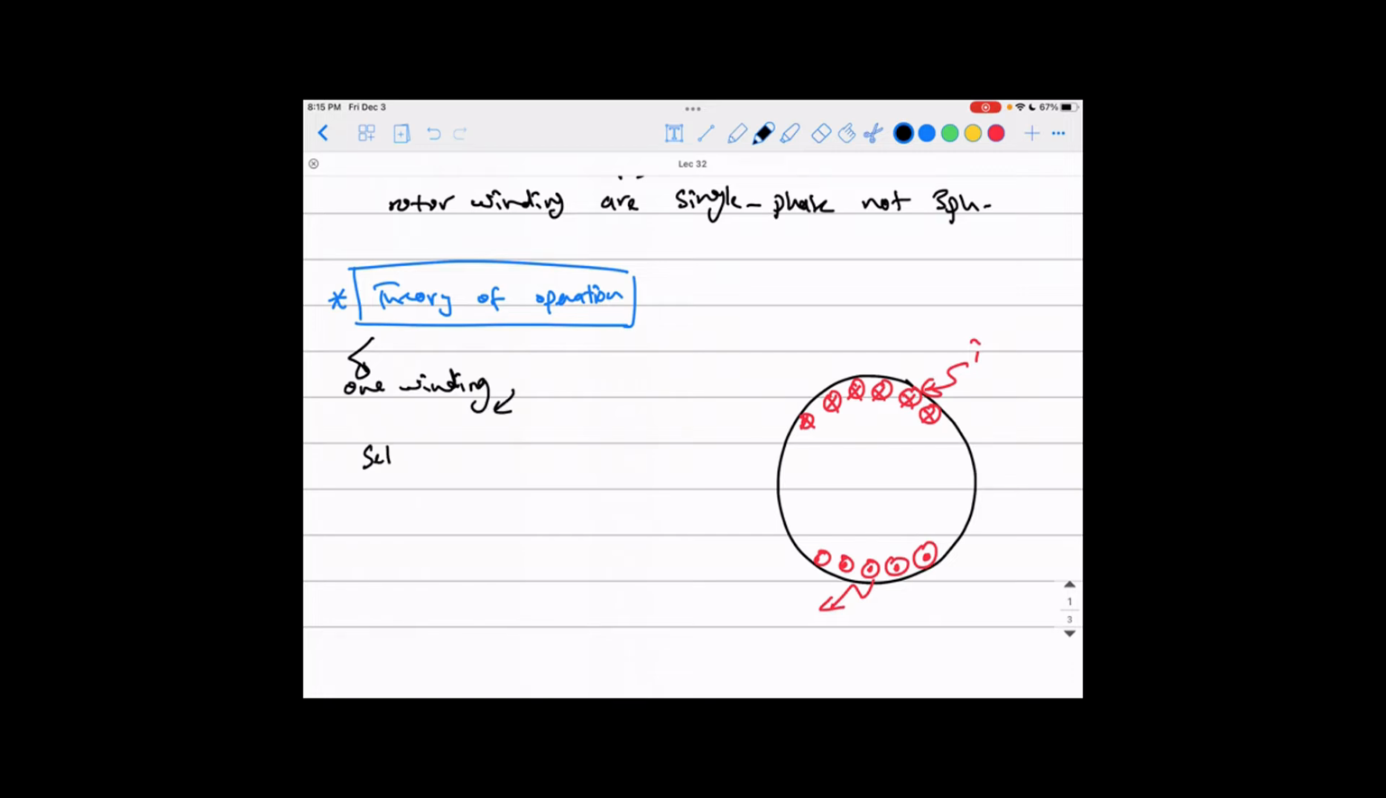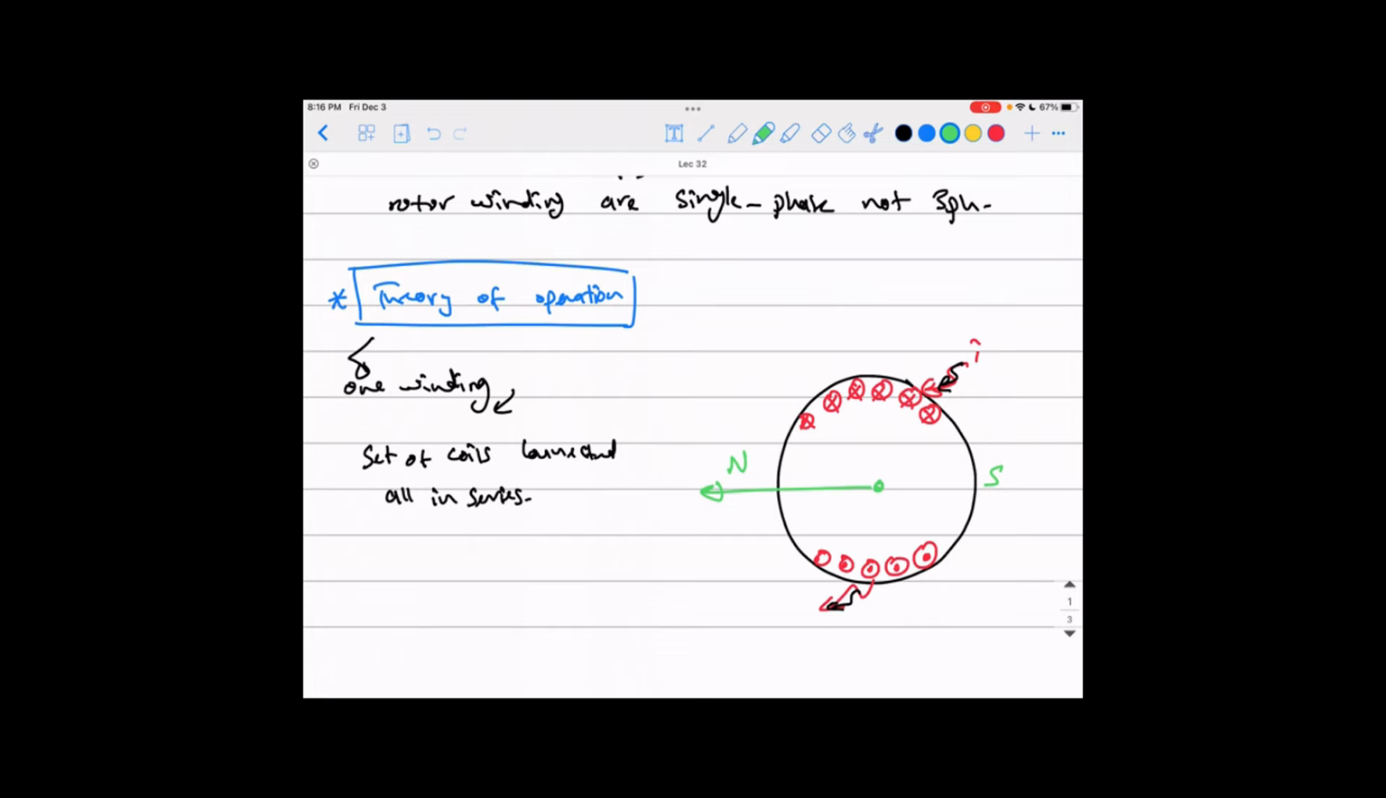That means a set of coils connected all in series most of the time. Okay, so you're dealing with here, the current goes from here and comes out from there, using the right hand rule like we just did before. That will give you a magnetic field going in this direction. That means there's a north pole here and a south pole there.